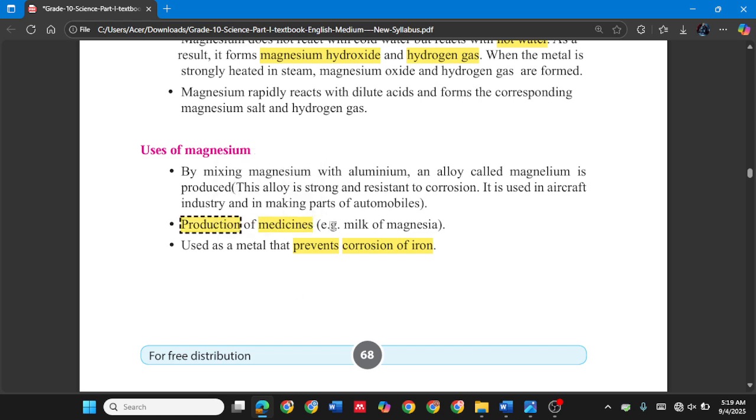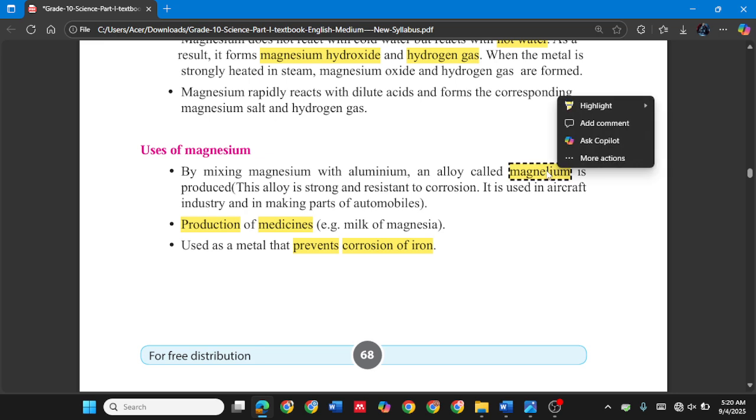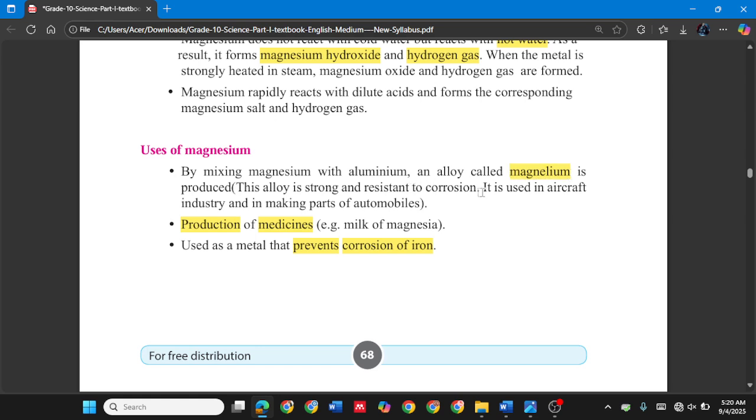Mixing magnesium with aluminium, an alloy called magnalium is produced. So for magnesium, this alloy is strong and resistant to corrosion. It is used in the aircraft industry, and not mainly for home things.